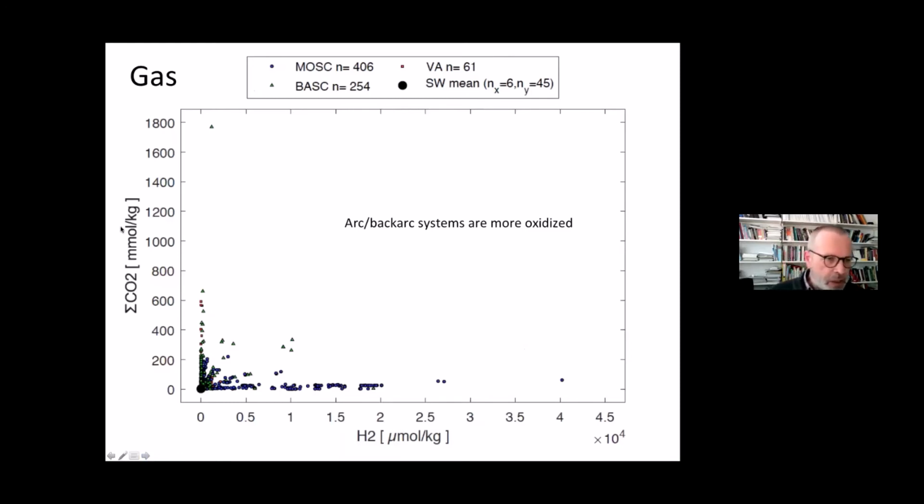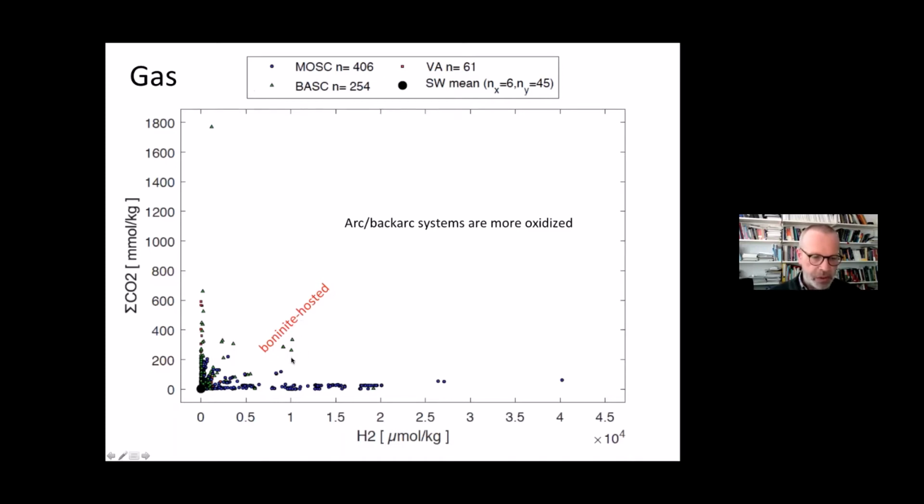Carrying on, now we're looking at CO2 versus H2, hydrogen, and we see a complete decoupling here, completely different trends. And what you see is that the backarc systems are more gassy, more CO2, but lower hydrogen. So they are more oxidized. And the mid-ocean ridge systems are more reduced. They have higher hydrogen concentrations, although they are less gassy.